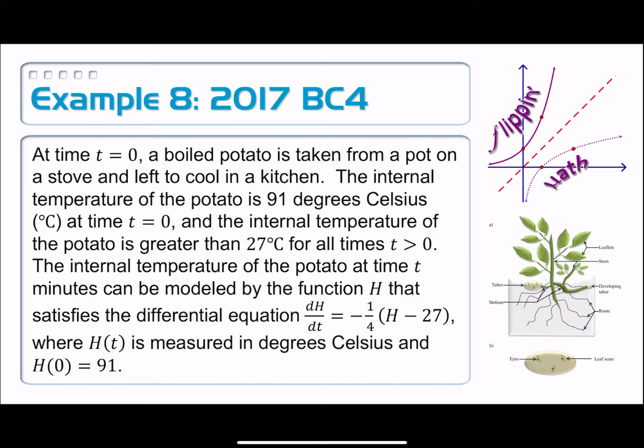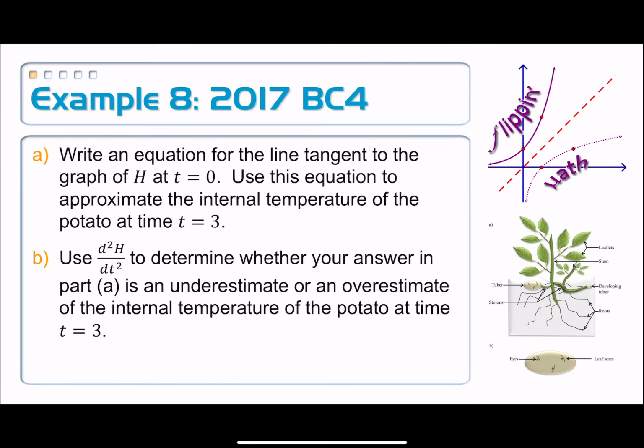The internal temperature of the potato at time t minutes can be modeled by the function h that satisfies the differential equation dh/dt is equal to negative 1/4 (h minus 27), where h of t is measured in degrees Celsius and h of 0 is equal to 91. All right, all that's just the setup to the problem. Let's take a look at what the question's actually asking us to do.